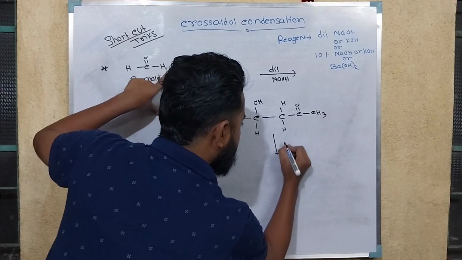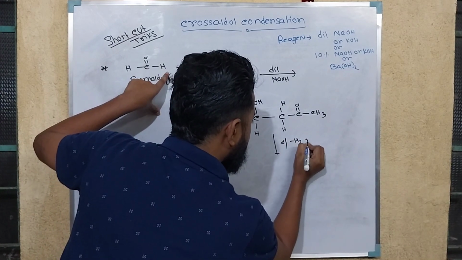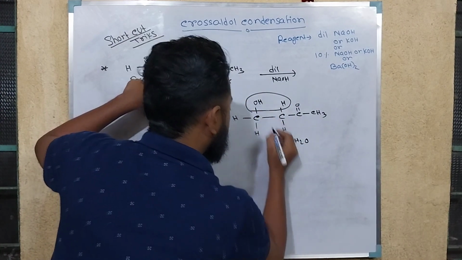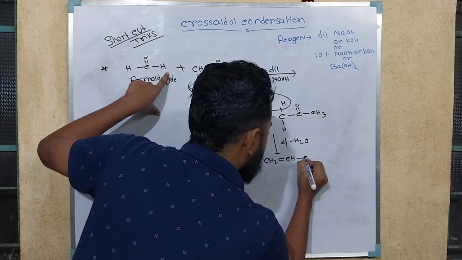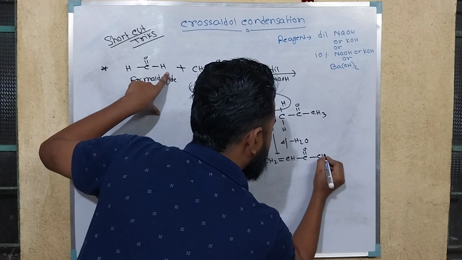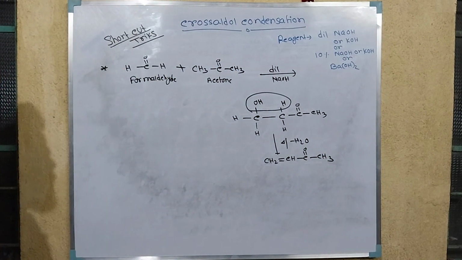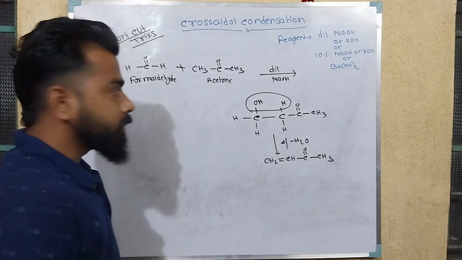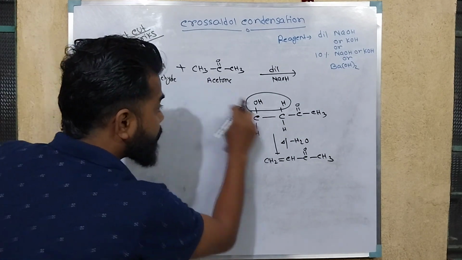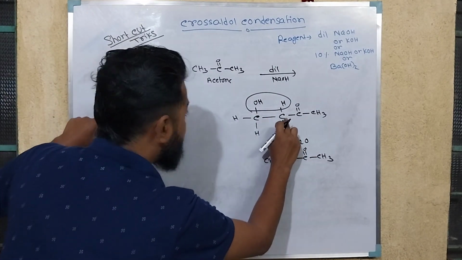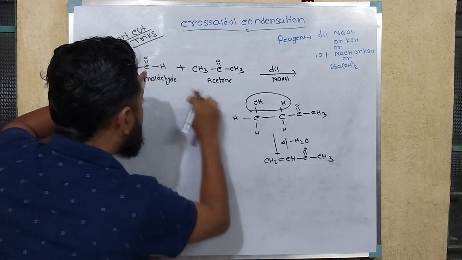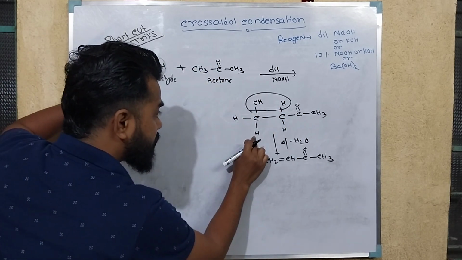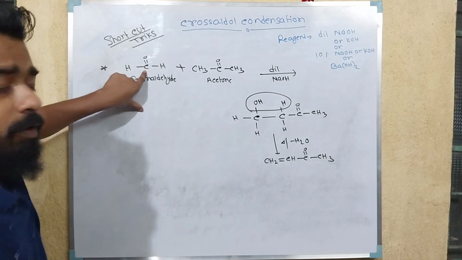After heating, this water is removed. So we get the final product. Clear? At first we write 1 alpha hydrogen less this ketone, then this carbon attached with this carbon. This is double bond OH, OH, two hydrogen. This is this hydrogen and this hydrogen. Okay?